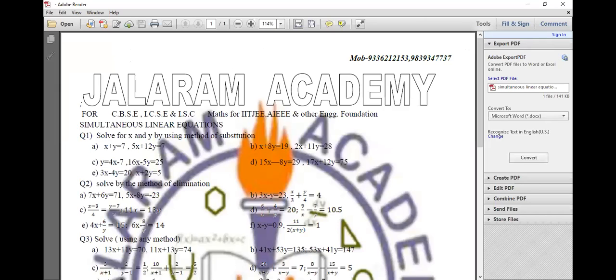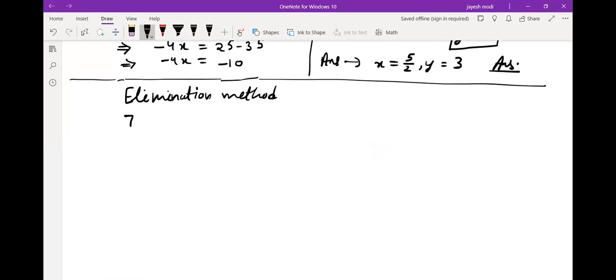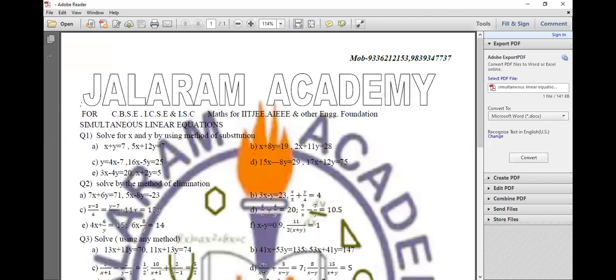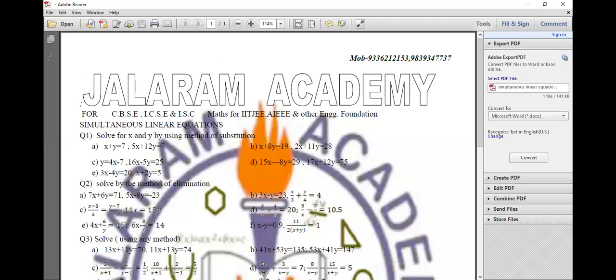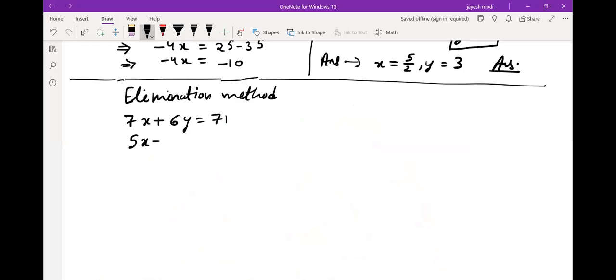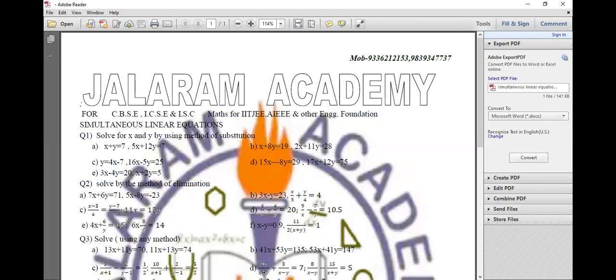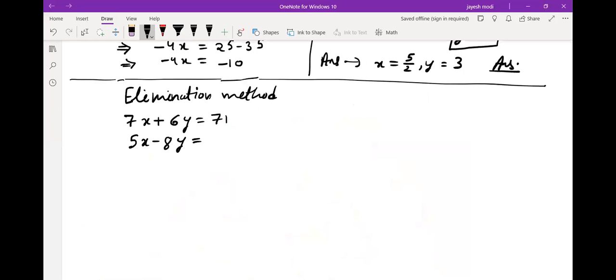So the question number 2a, 7x plus 6y equals 71, right? And second, 5x minus 8y equals minus 23. Okay.